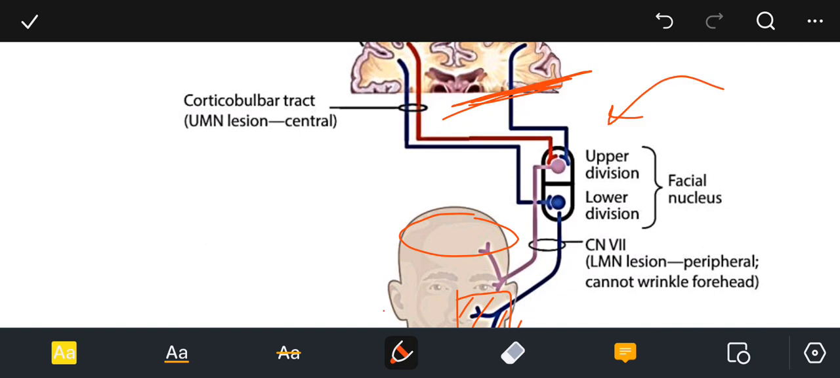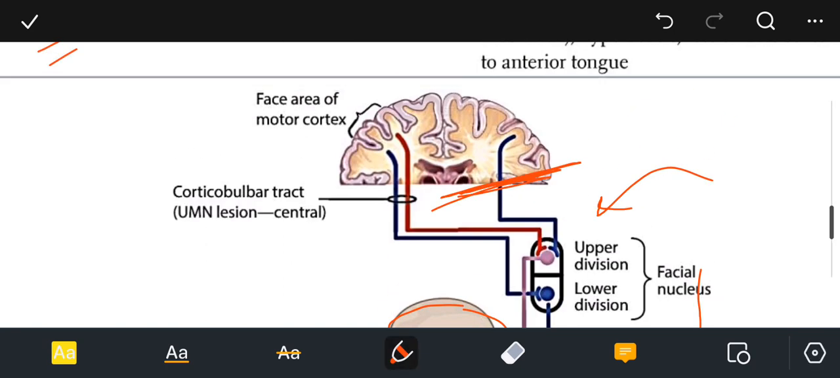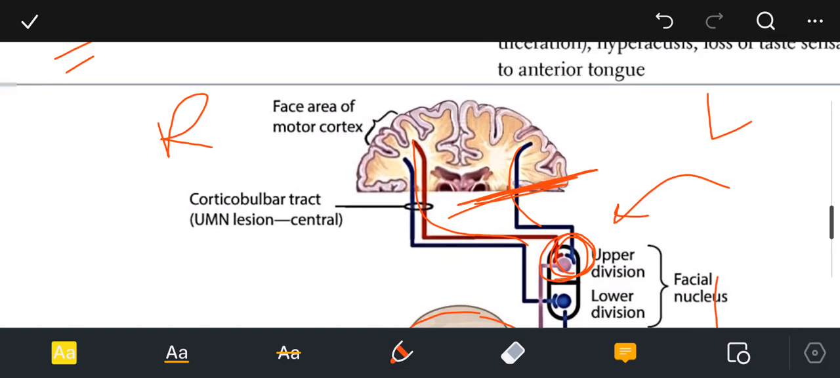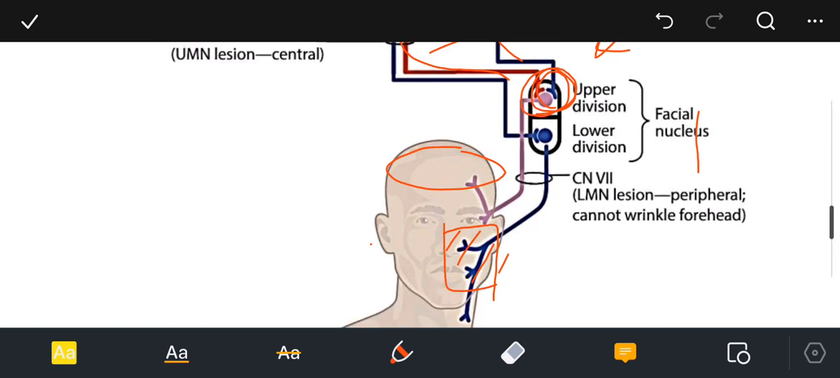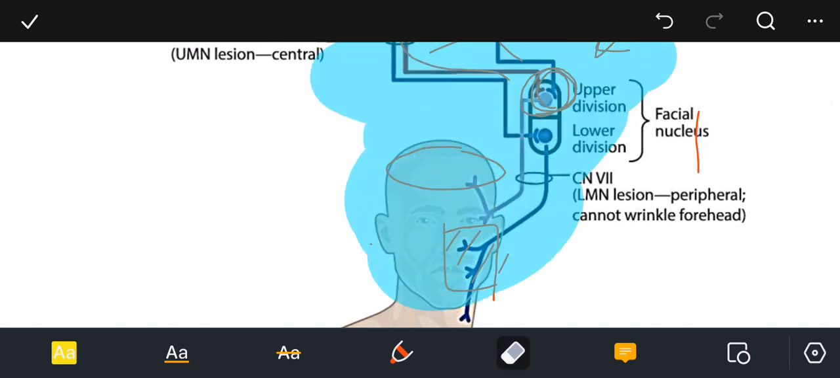Suppose this is the left side and this is the right side. The left facial nucleus is supplied by the left upper motor neuron as well as the right upper motor neuron, right? So if there is some lesion in the upper motor neuron on the left side, the upper motor neurons of the right side will be supplying the upper half of the facial nucleus, so the facial functionality on the forehead will be spared and only damage will be to the lower aspect of the face.